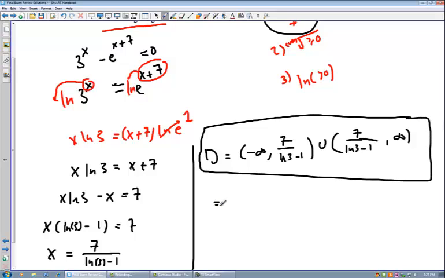You could also write down, if you really wanted to, all real numbers except 7 divided by ln of 3 minus 1. So all real numbers except that one.